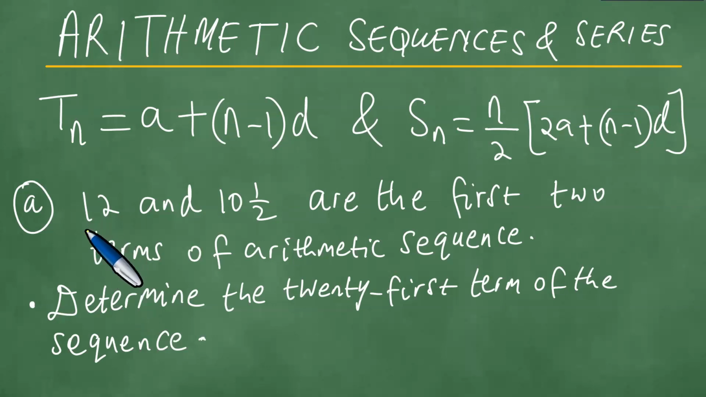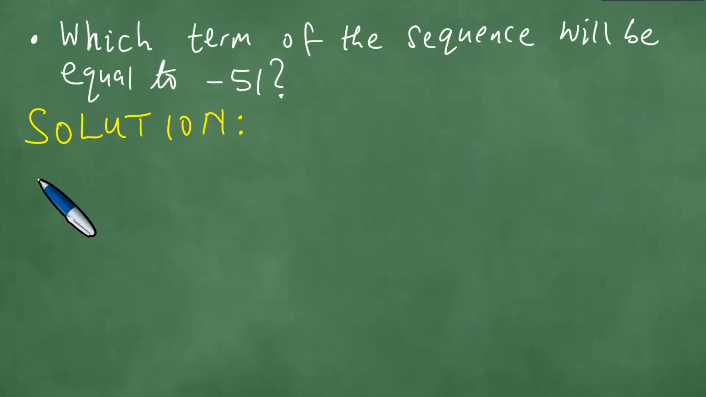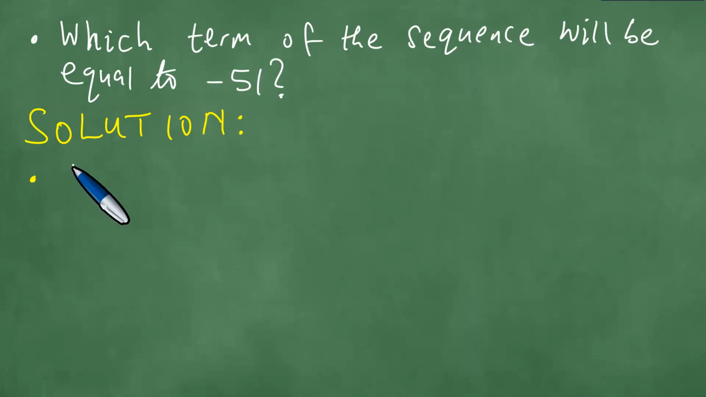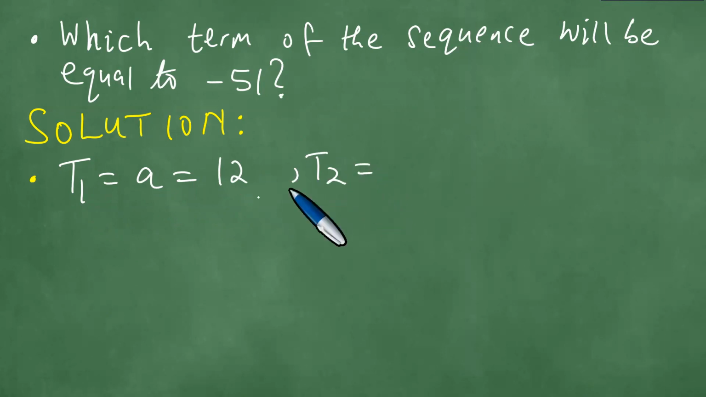Looking at the solution, first we note that 12 and 10.5 are the first two terms of an arithmetic sequence. It means the following: the first term is 12, and because they are the first two terms, the second term is 10 and 1/2.